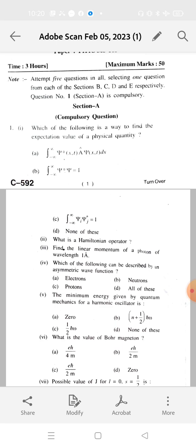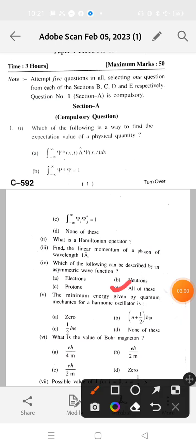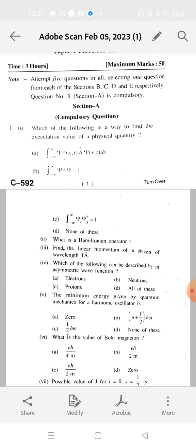Its fourth part is, which of the following can be described by an asymmetric wave function? So option A, electron, B, neutrons, C, protons, and D is all of these. So all these 3 particles are fermions, and we know that fermions can be described by asymmetric wave functions, while bosons are described by symmetric wave function. So the right option is D. All of these particles can be described by asymmetric wave function.